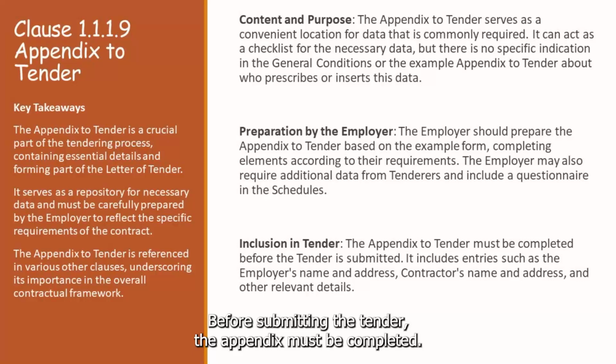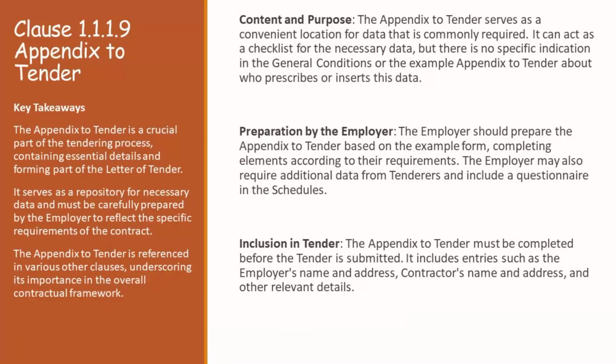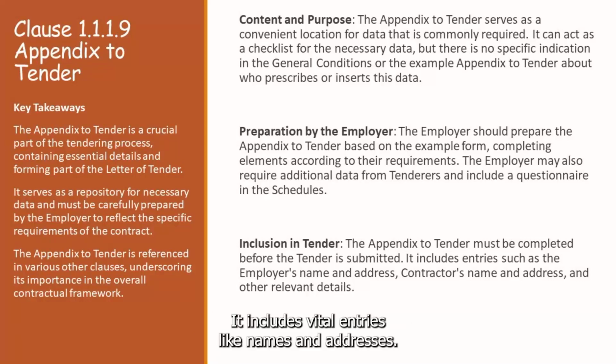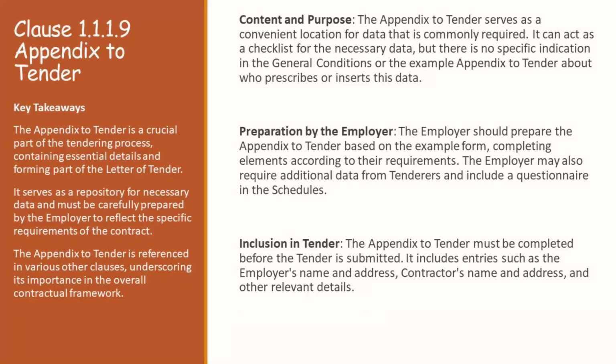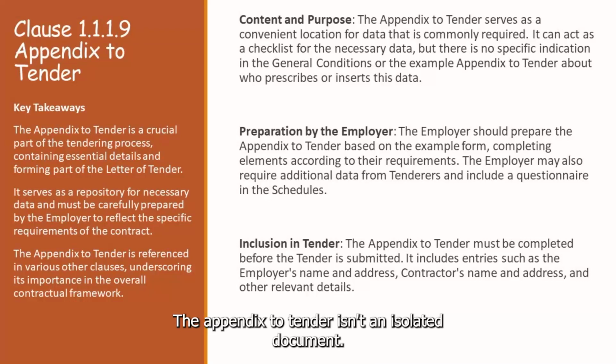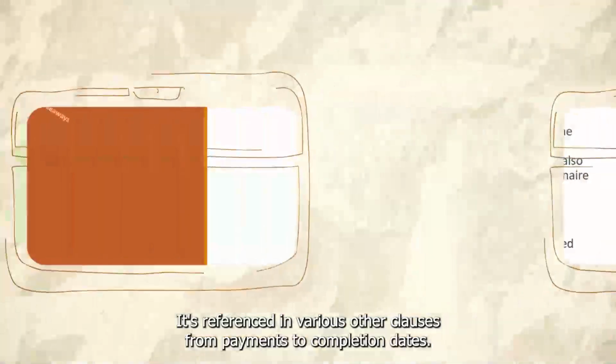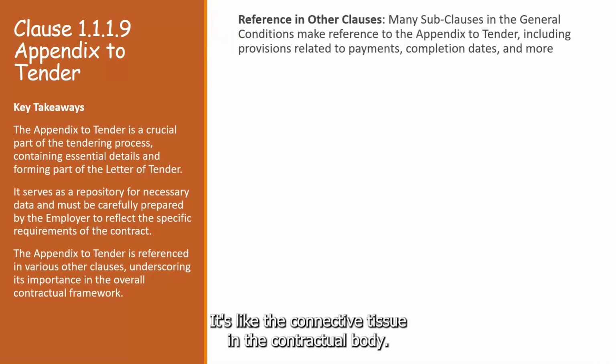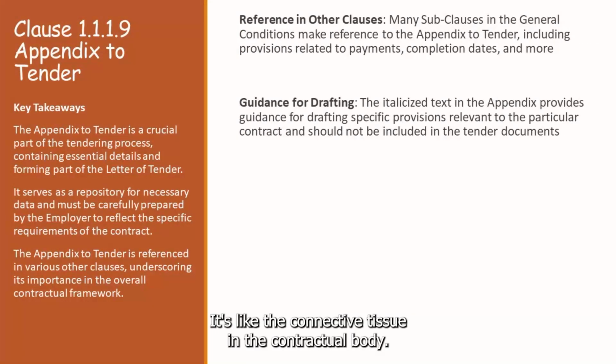Before submitting the tender, the appendix must be completed. It includes vital entries like names and addresses. It's not just a formality, it's a necessity. The appendix to tender isn't an isolated document. It's referenced in various other clauses, from payments to completion dates. It's like the connective tissue in the contractual body.